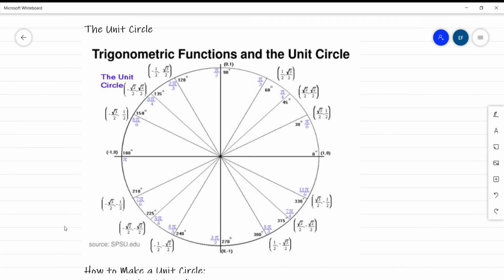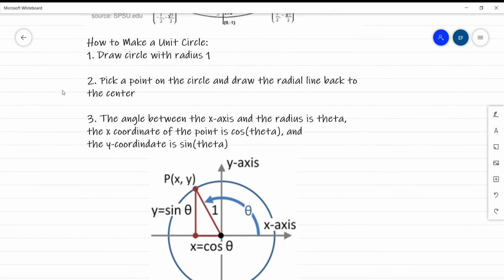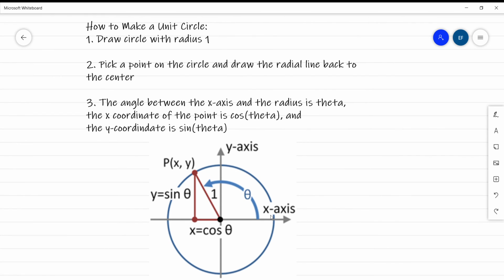So to try it on your own, let's talk about how to make a unit circle. So first off, draw that circle with a radius of 1, all the way around. And next, let's just pick a point that you're studying. Let's say right here, P of x comma y. So you draw the line from that point on the circumference back down to the center. Now we know because the radius is 1, this hypotenuse, this distance must be equal to 1. So that'll help us out here for the math, right?